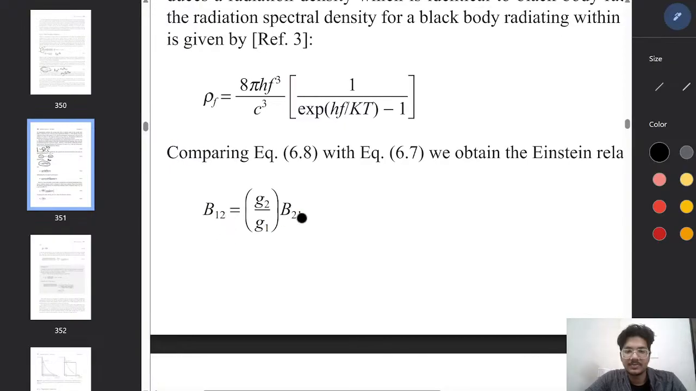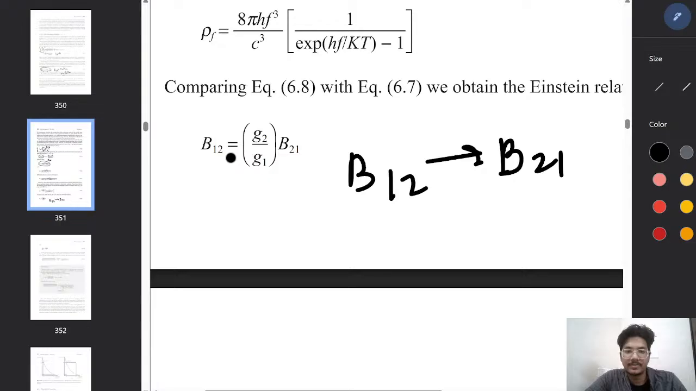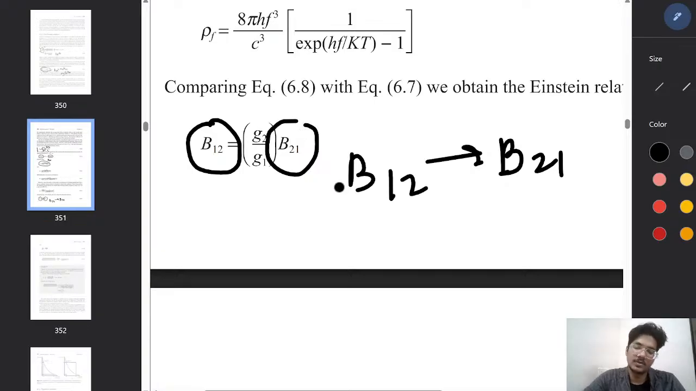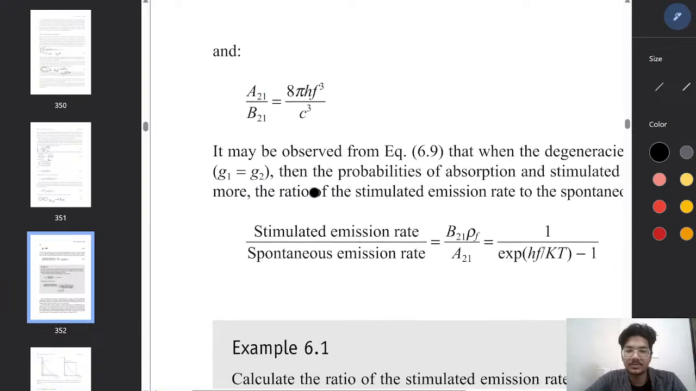So Einstein relationship: what is the relationship between b12 and b21? We simply write b12 is equal to g2 by g1 times b21. Okay, all these things are the relationship between these coefficients.